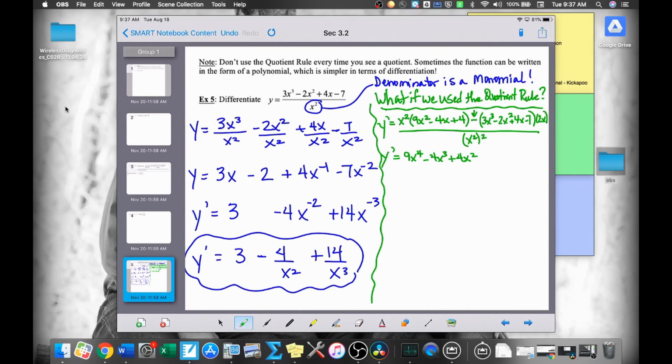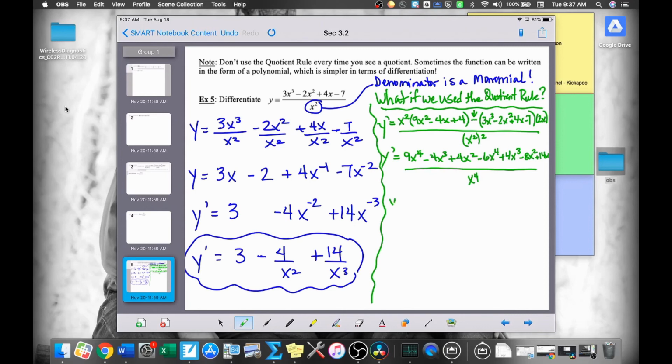3x cubed times 2x is going to give me 6x to the 4th times the negative 1, so negative 6x to the 4th. 2x times negative 2x squared is negative 4x cubed times a negative 1 is positive 4x cubed. 2x times 4x is 8x squared times negative 1 is negative 8x squared. And then finally, 2x times negative 7 is negative 14x times negative 1 is positive 14x. And this is all divided by, in the bottom, x squared squared, which we can rewrite as x to the fourth.